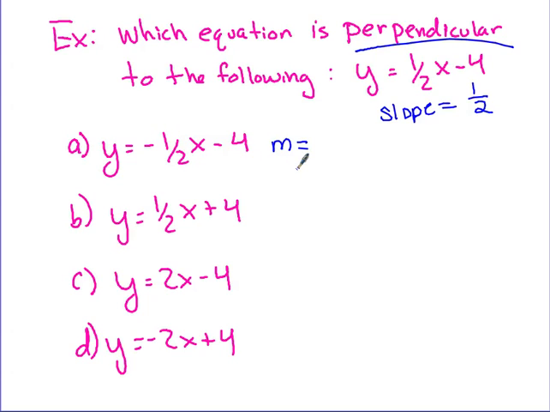In A, it's going to be -1/2, which is opposite but not flipped, so that's not going to be it. In B, it's 1/2, which is the exact same thing, so that would be parallel to it, not perpendicular, so that's not correct. C, the slope is 2. This time it's flipped, but it's not negative, so that's not it. So it must be D, -2, which is technically -2/1. So that's flipped and opposite.